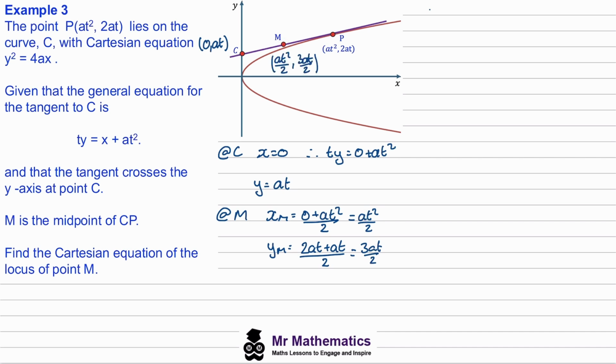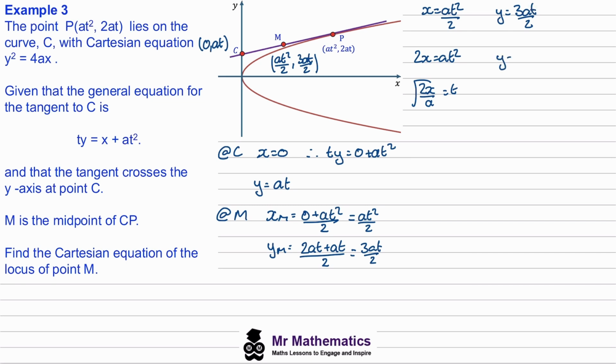So we know then that at M, x is equal to at squared over 2, and y is equal to 3at over 2. So to find our general Cartesian equation, if we make t the subject of this equation, and then substitute that value of t into here, we'll have one equation involving x and y. So 2x will equal at squared. We'll divide both sides by the a and take the square root. So the square root of 2x over a will equal t. And then we'll substitute this into here.